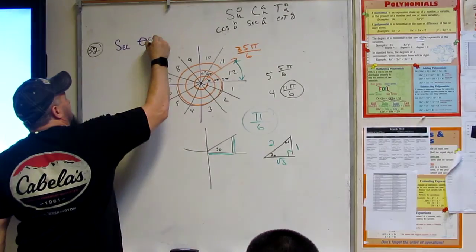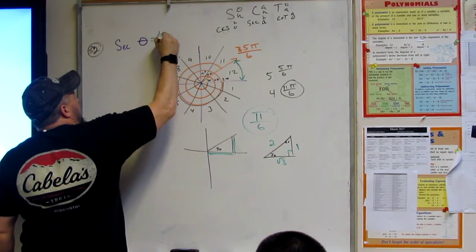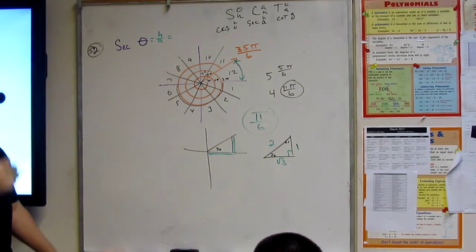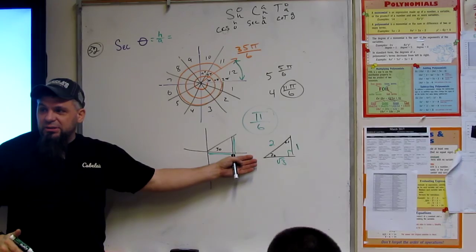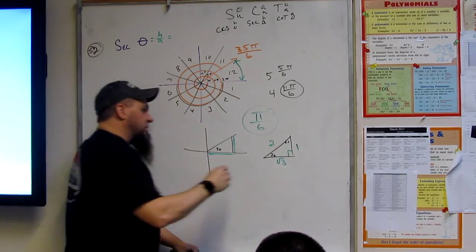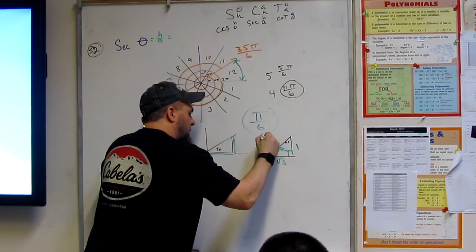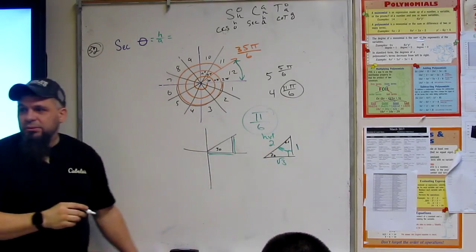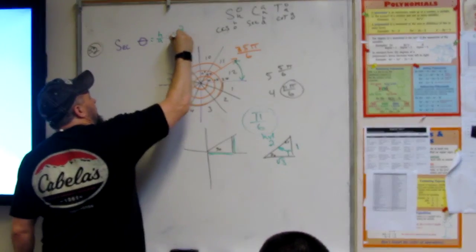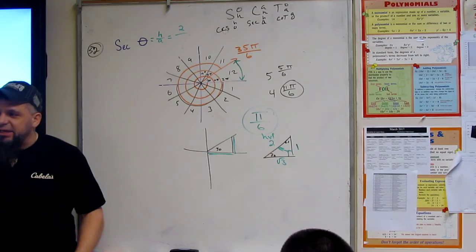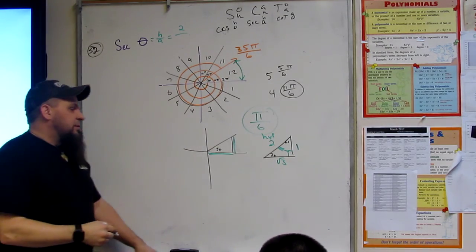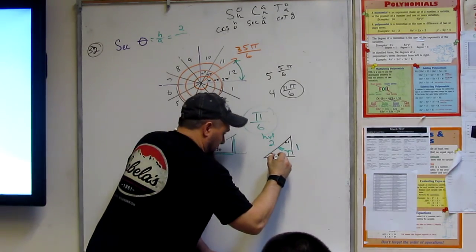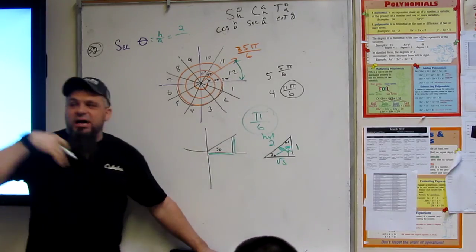So, I just have to figure out what H is. Which one's H? 2, good. The hypotenuse is 2. Okay? And then what is A? What is the adjacent side? Square root 3. 1 is opposite, right?